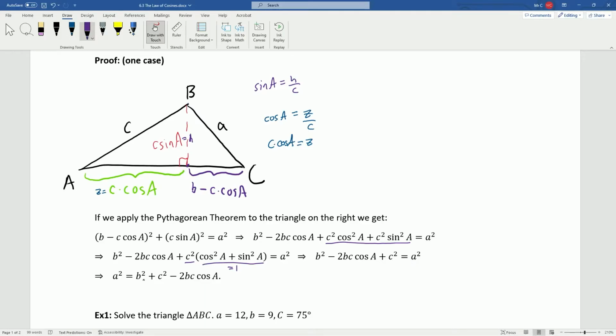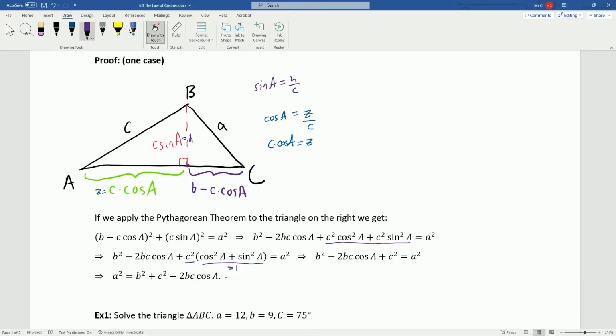So all I'm doing here in the last step is just rewriting this into the more standard form, right? It's the same expression. I'm just reordering which way I add. We get a squared equals b squared plus c squared minus 2bc times cosine of a. All right, so that's one of our cases for the law of cosines.